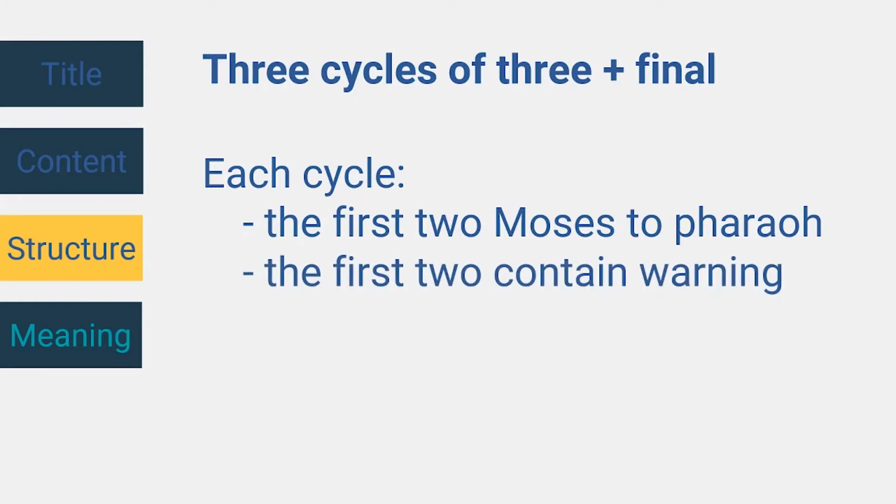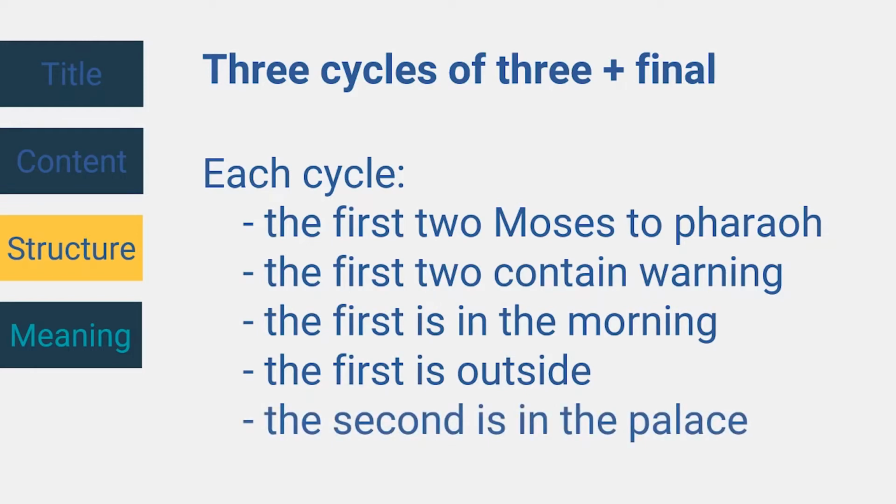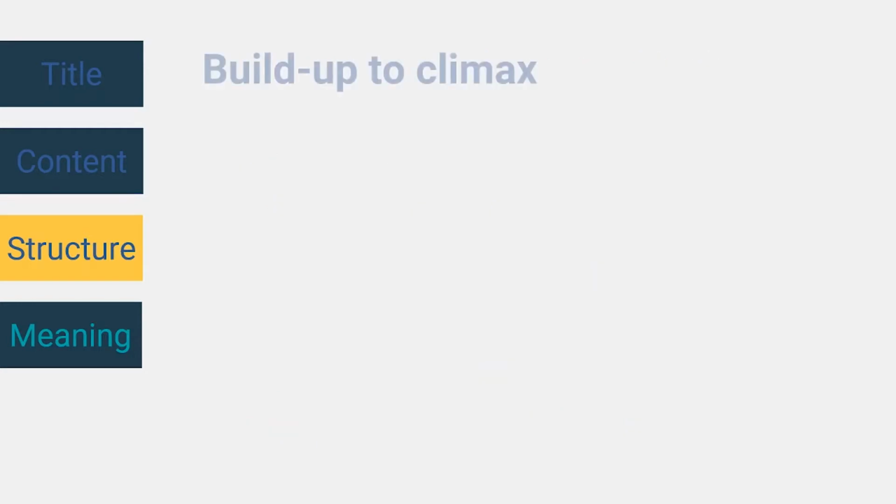And then of these two warnings, the first ones always occur in the morning and outside, while the second of these warnings occur in Pharaoh's palace. When we look closer, we see that there is also a build-up to a climax.